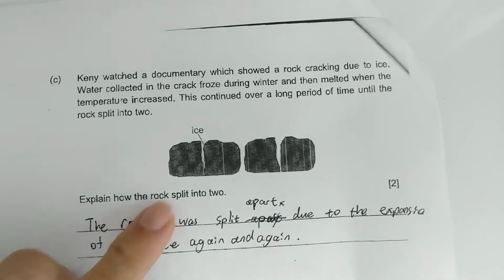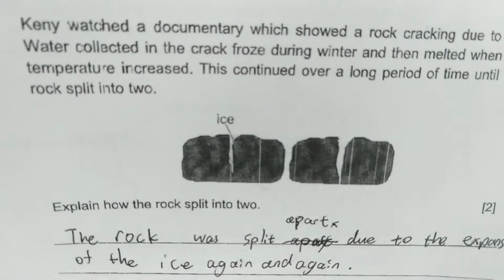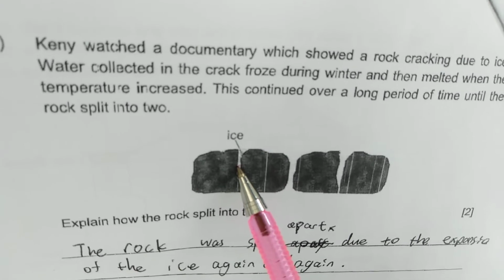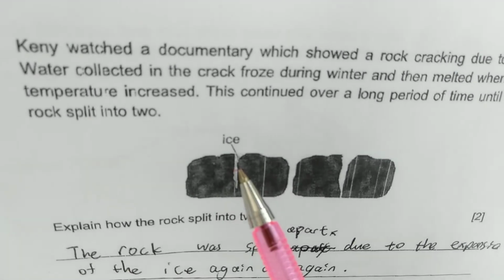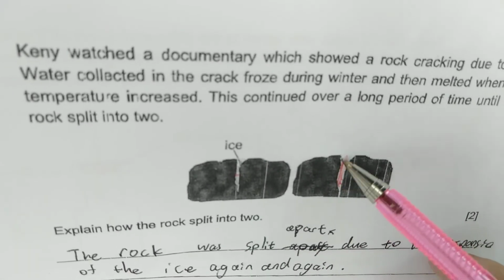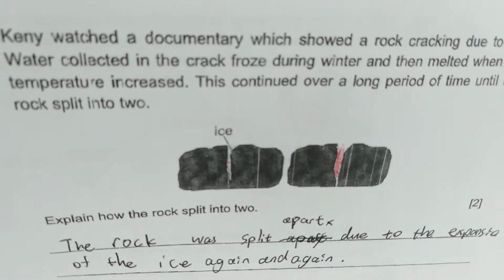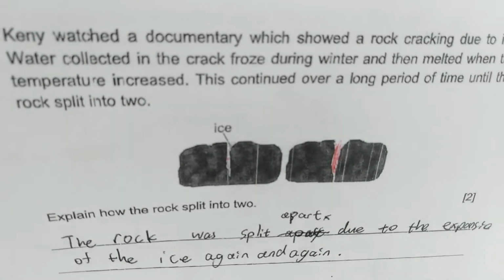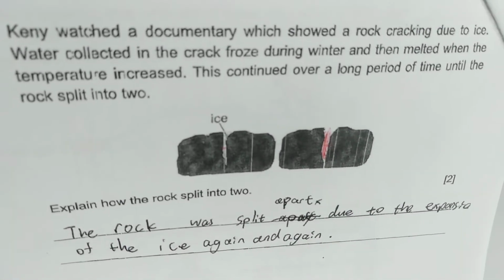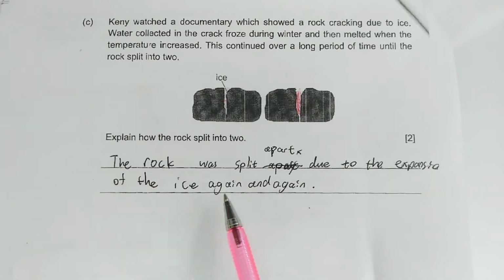So imagine if water is trapped in the gap. When water freezes, it will expand, pushing the rock aside ever so lightly. Next time, a new amount of water fills up the gap here. When it freezes again, it will push it apart ever so slightly. And over millennia, over decades, over a long period of time, it will crack the rock. That's basically how it works. The rock was split apart due to the expansion of the ice again and again.